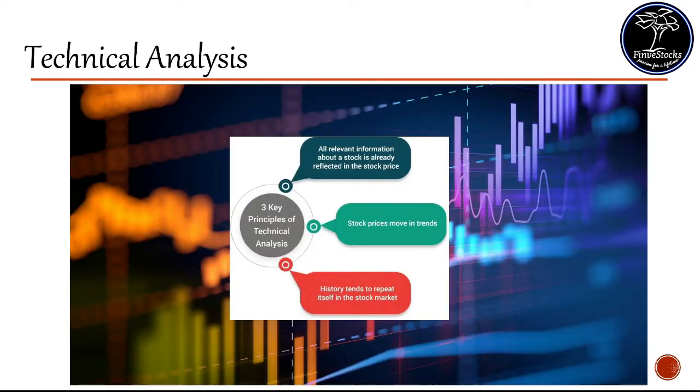Technical analysis works on three key principles. The first assumption is all relevant information about the stock is already reflected in the stock price. The second one is stock prices move in trends. And the last one, history tends to repeat itself in the stock market. Based on this hypothesis, technical analysis works.